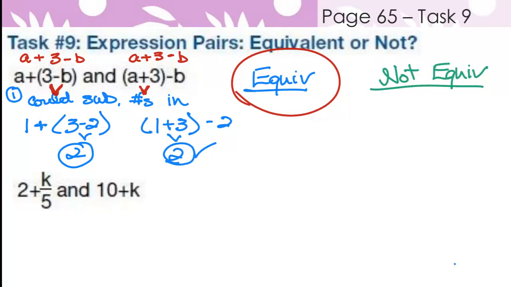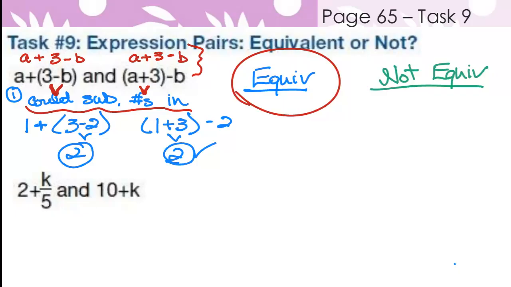Whether you do it by substituting numbers in, or you try to do it by simplifying, but you can't really simplify here. So they do actually result to be the same. So nice job. Very good. Any questions about that one?